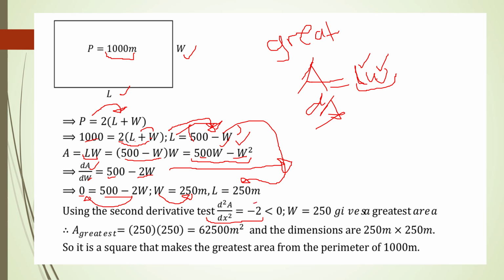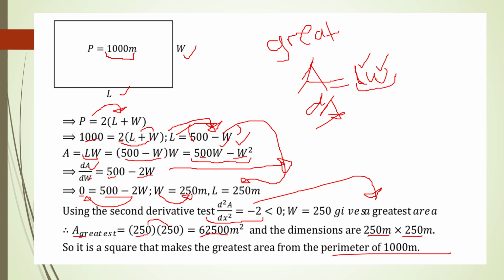So since it's a negative answer, that means that it qualifies to be a greatest value, just like the question or the item had determined. So you have to get our greatest area. So greatest area is going to be equal to the product of length times width. So 250 times 250, you end up with 62,500 meters squared. And then we have already got the dimensions to be 250 meters by 250 meters. And then you make a conclusion for that.